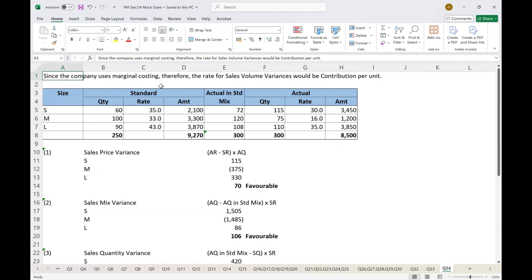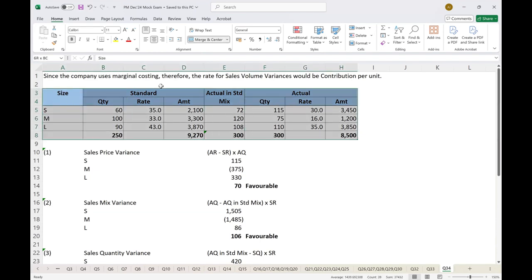Okay, it would be contribution per unit. So let's do it. Now, standard quantity, rate, and amount. This is a standard layout I follow for solving any question on variance analysis, be it material variance, labor variance, fixed overhead variance, or sales price variance. Any question that comes on variance analysis, please try to put it in this format so that it becomes very much easy to solve the questions.